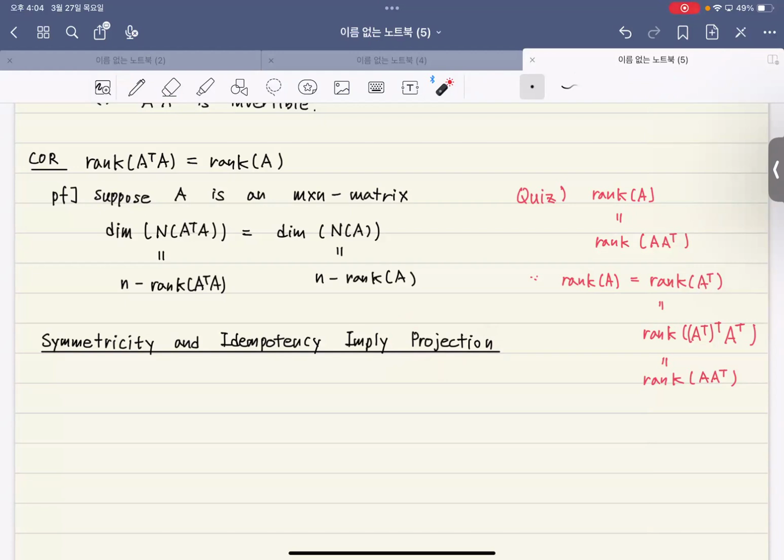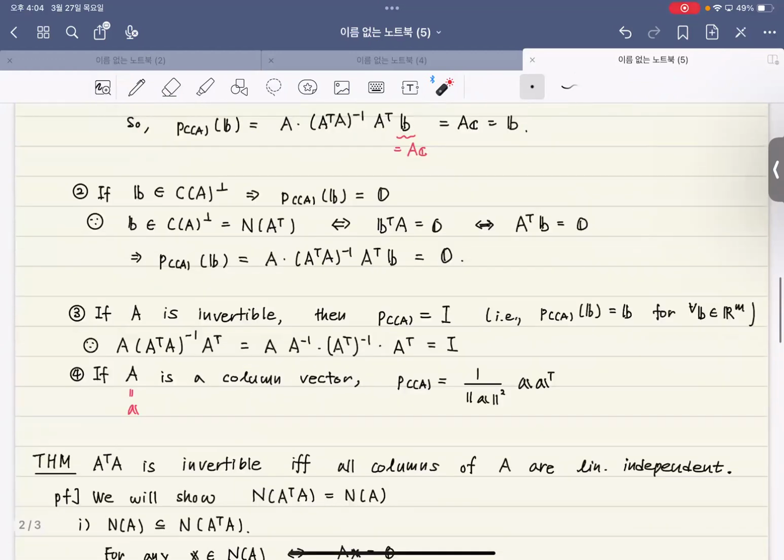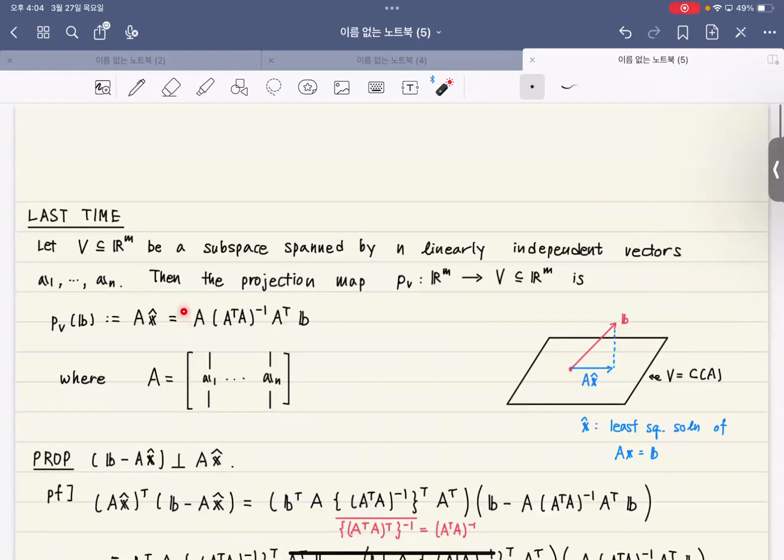The first one is that every projection matrix must be symmetric. Let me go back all the way to the beginning. This is my projection matrix, A times A transpose A inverse times A transpose. If you take the transpose of this matrix, you can easily check that it is the same as the original. Therefore, every projection matrix must be symmetric, which is very easy to know.